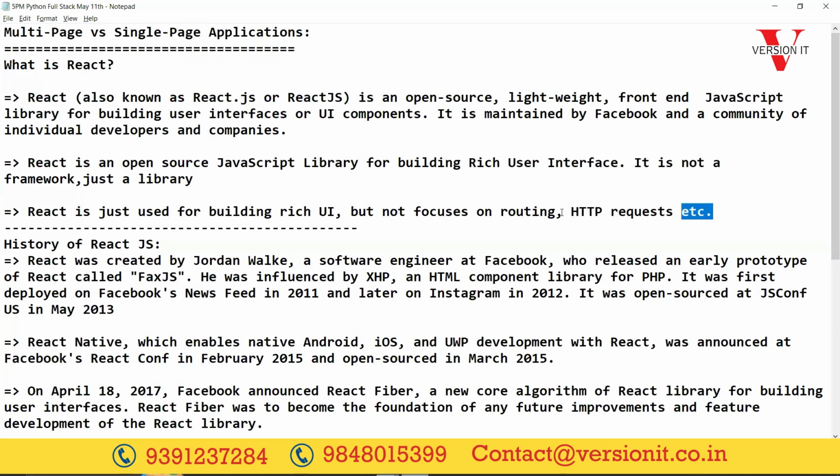But these softwares provide some special libraries. By installing those libraries, we can apply routing and HTTP requests. Like in React, if we want to apply routing, we will be using a library called React Router DOM. And if you want to perform HTTP requests, get, post, put, delete like that, then we'll be using the library called Axios. For everything, we have to install additional libraries for them.